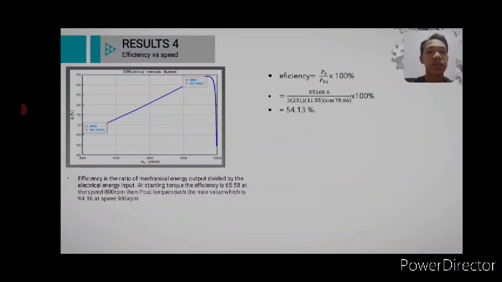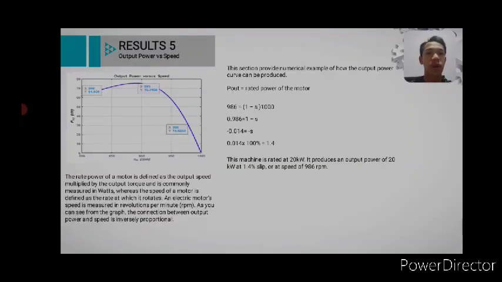The graph of efficiency versus speed. What is efficiency? Efficiency is the ratio of mechanical energy output divided by the electrical energy input. As you can see at the graph, at starting torque, the efficiency is 65.58 at the speed 800 rpm. Then, Pout torque reached the max value, which is 94.16 at speed 986 rpm. From the mathematical equation, we get the efficiency is 54.13%.